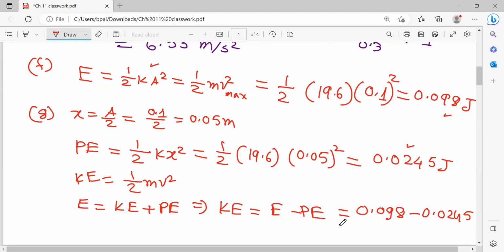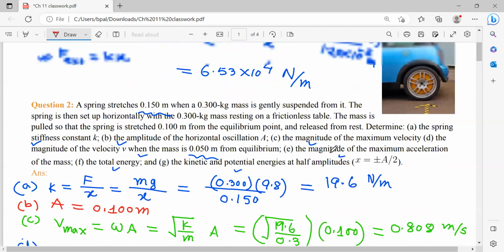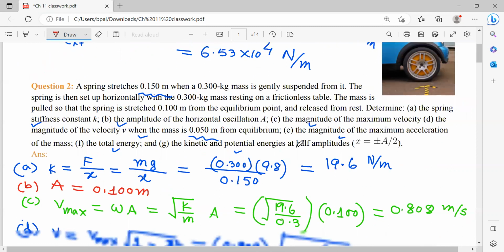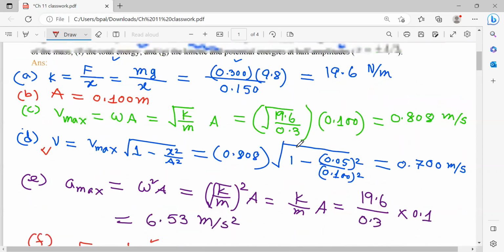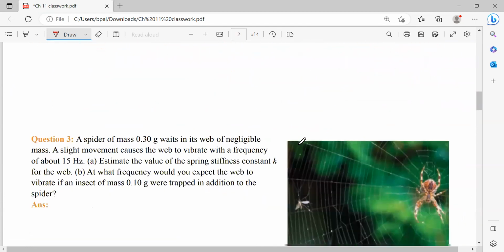And that will be equal to 0.0735 joules. So yeah, there are a lot of parts to this question. All right, so we did all A to G. Very good. Now let's move on.